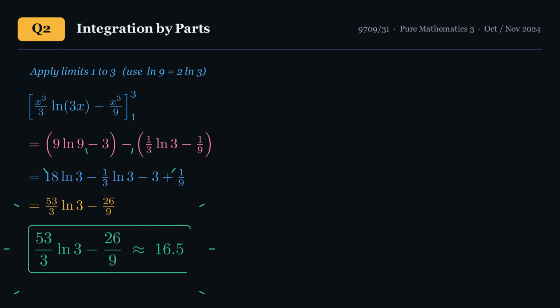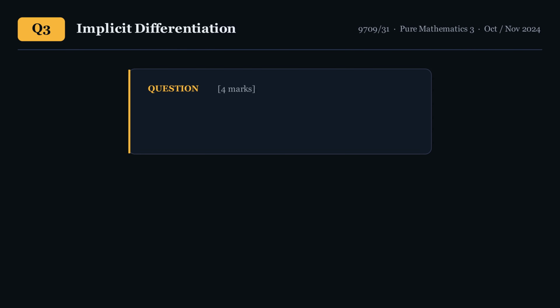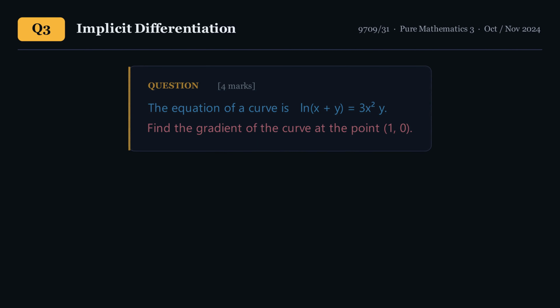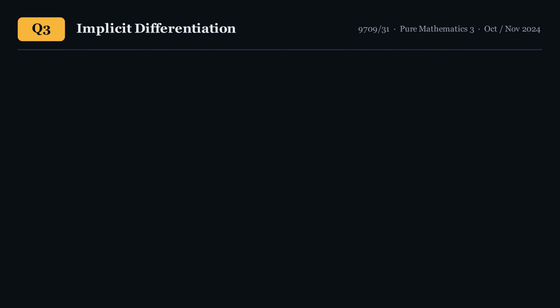That completes question 2. Question 3. Implicit differentiation. The equation of a curve is log of x plus y equals 3x squared y. Find the gradient of the curve at the point 1, 0. Now let's work through the solution step by step.